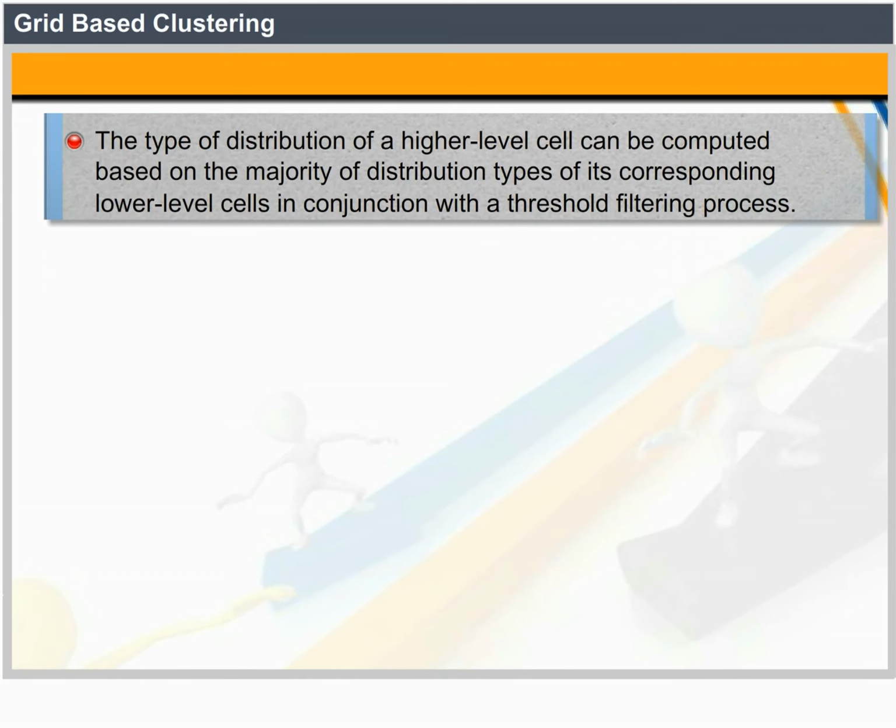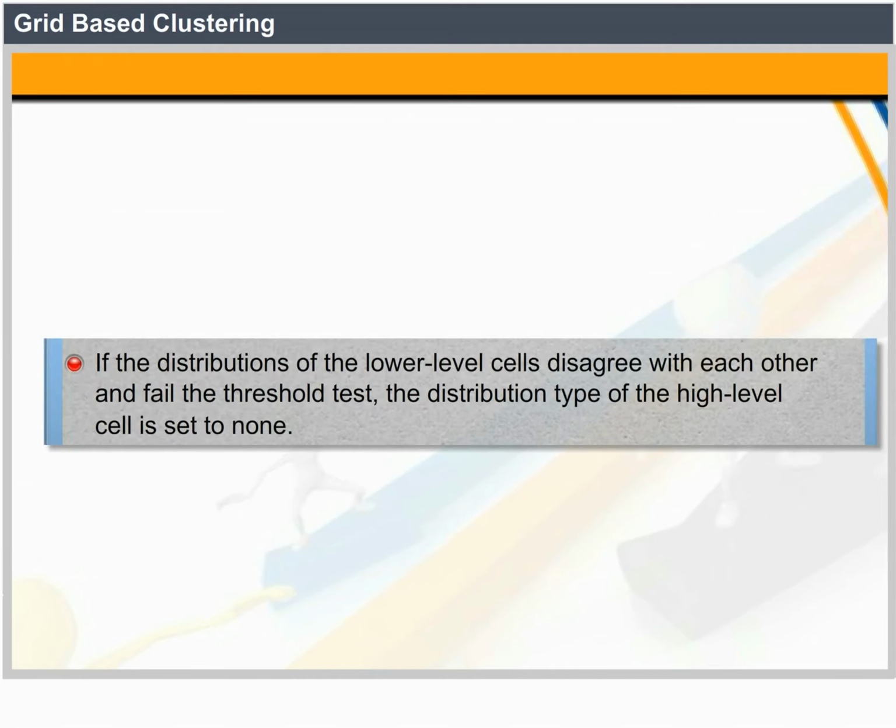The type of distribution of a higher-level cell can be computed based on the majority of distribution types of its corresponding lower-level cells in conjunction with the threshold filtering process. If the distributions of the lower-level cells disagree with each other and fail the threshold test, the distribution type of the high-level cell is set to none.